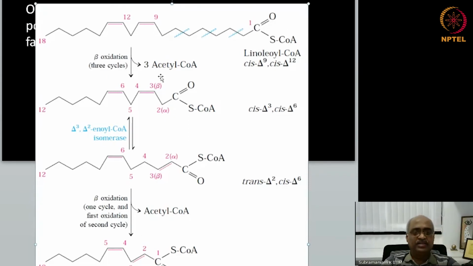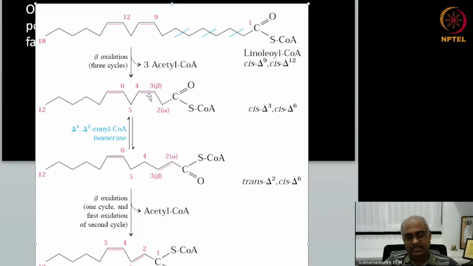So here what actually happens is, first beta oxidation goes on as far as it can go, and you end up producing a situation like this. After this cleavage, the 9th position actually becomes the 3rd carbon, and you have a double bond between the 3rd and 4th. Normally for beta oxidation, you need the double bond between the 2nd and 3rd. So here it is in the wrong place, and in addition the wrong orientation.